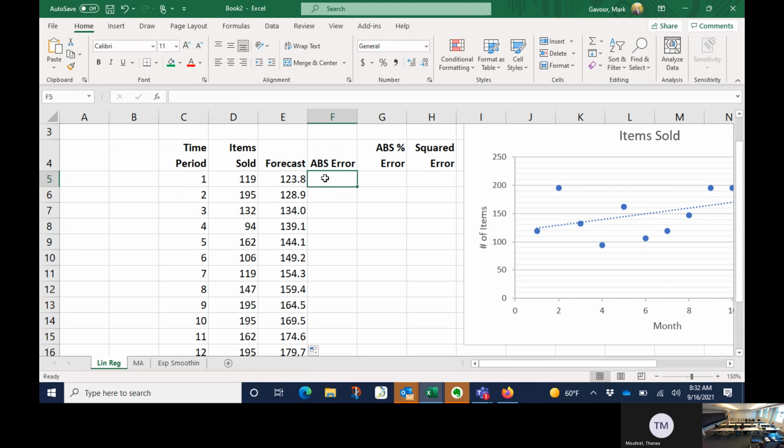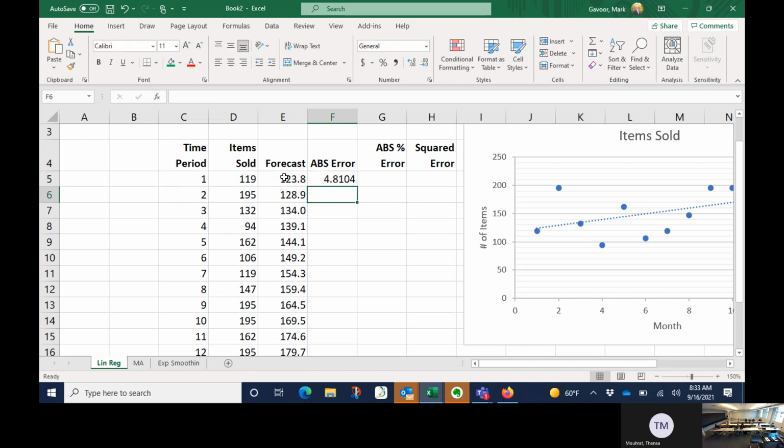Now, what do I want to do? What's the error? Or the absolute value of the error, because we're never going to just use error. We'll just look at the absolute value of error. So I take the absolute value of either actual minus forecast or forecast minus actual. Can we do that? Type that in there. Equals ABS. That's the formula that says, now I have to put parentheses. Whatever's in that parentheses, I want to take the absolute value of it. So I'm going to take items sold, which is the actual, minus the forecast.